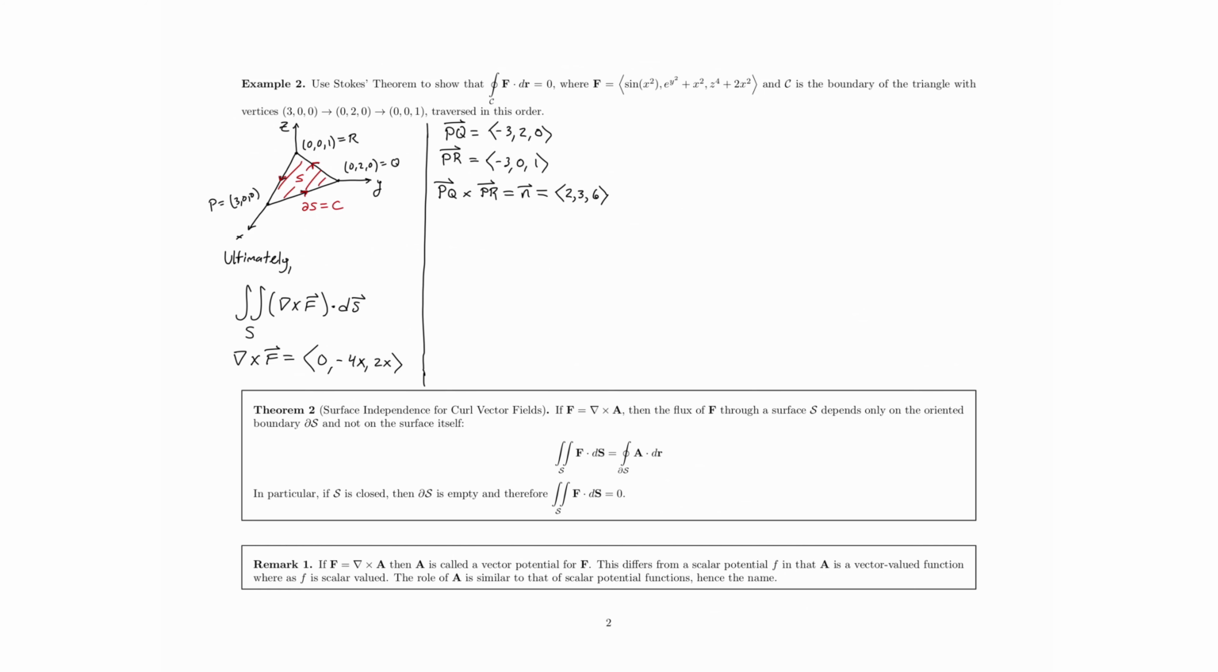Okay. So then we have a normal vector (2, 3, 6), and we have knowledge of multiple points on this plane. So let's come up with the equation of this. We can use the point R. So we'll have 2 times (x minus 0), plus 3 times (y minus 0), plus 6 times (z minus 1) equals 0.